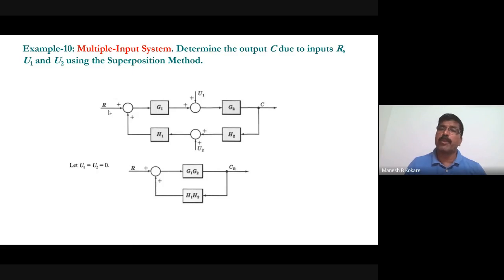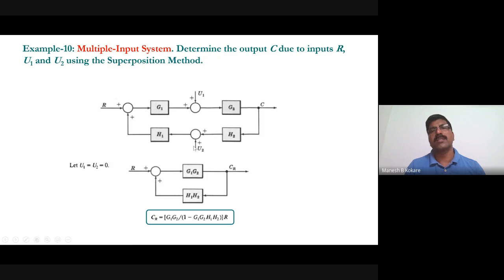So this is positive feedback, so you have to consider the denominator sign as negative, and you will get G1 G2 divided by 1 minus G1 G2 H1 H2. So that will be CR by R if you take R this side, right? Now when you are considering U1, at that time you have to consider R as 0 and U2 as 0. So when you are considering R as 0, U2 as 0, what will happen basically?